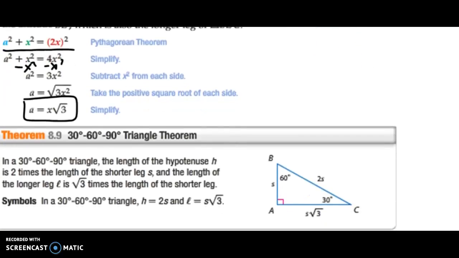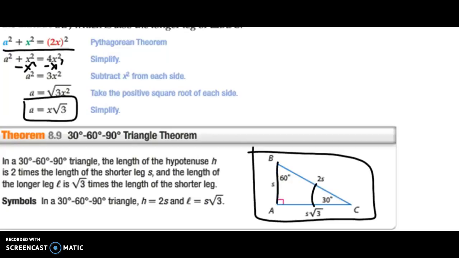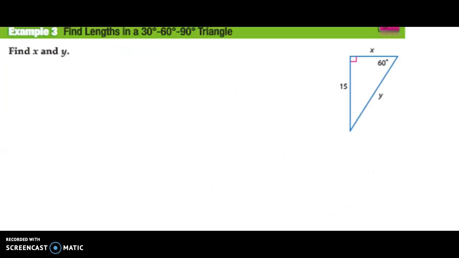So we end up getting this triangle right here. In a 30-60-90 triangle, the 30 degrees is the length of one side, the hypotenuse is twice as long as that side, and the missing leg B is the side times the square root of 3. So we can use this information to find our missing sides.